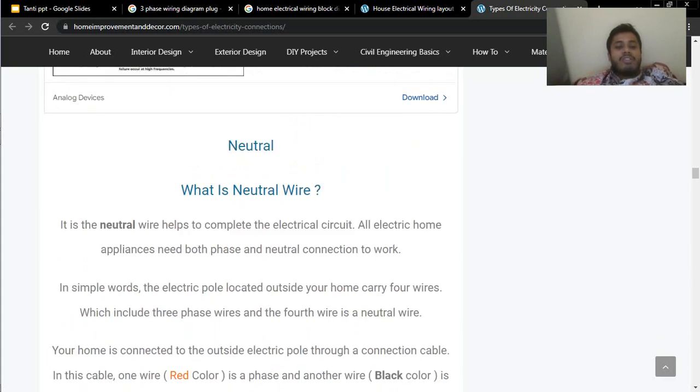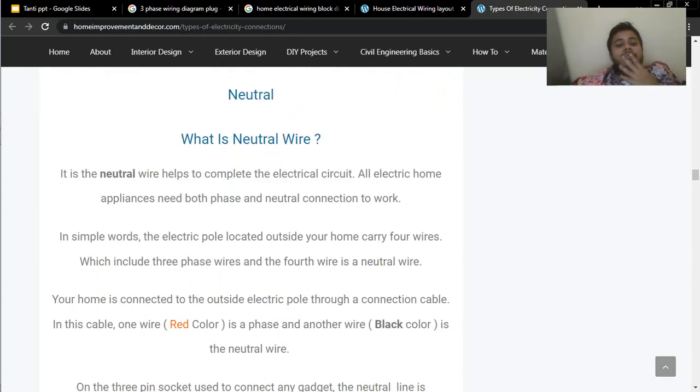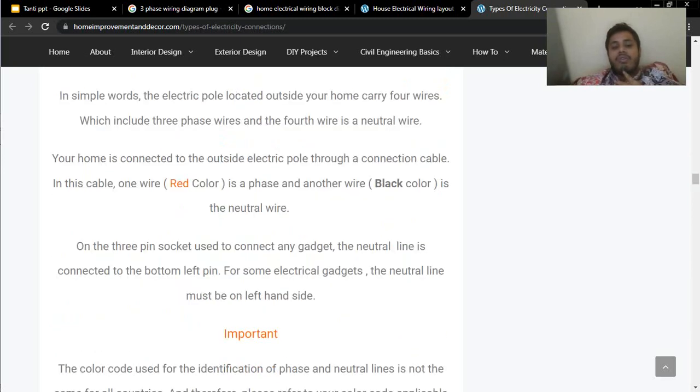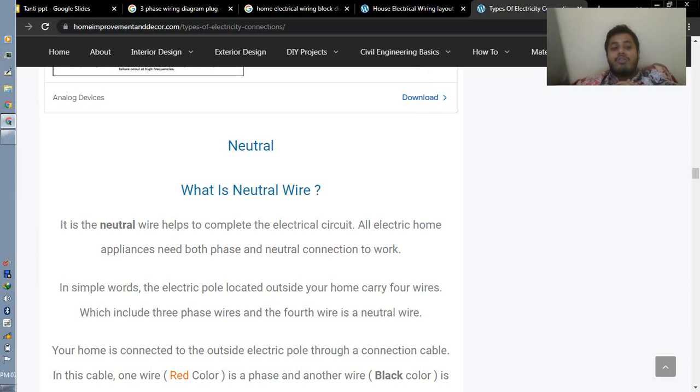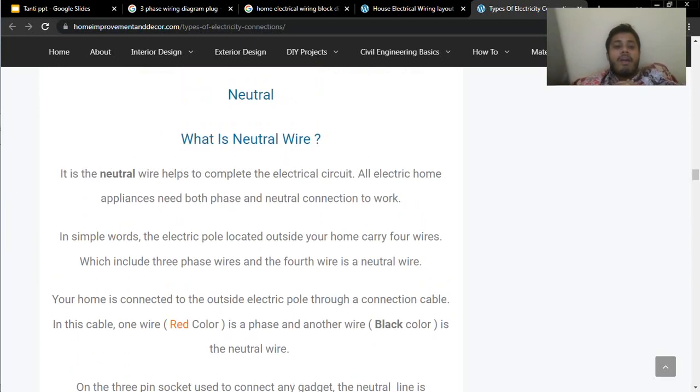What is neutral? The neutral wire helps to complete the circuit, and all electrical home appliances need both phase and neutral connections. Neutral alone will not help. Many people use earth as a neutral, and they just rob the current by using one single wire. They use the hot wire, and use earth as the neutral. They are thieves actually. But don't try it at home.